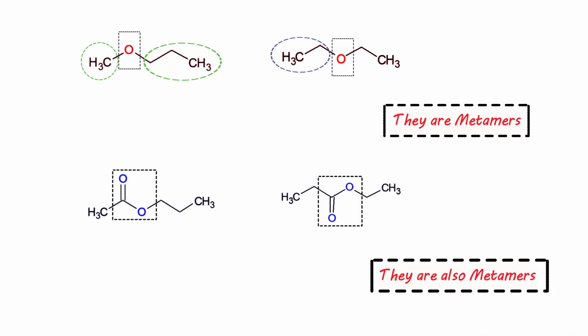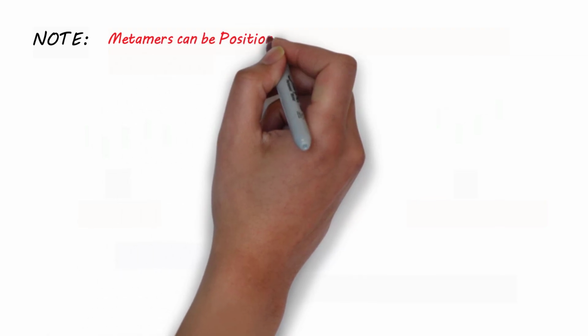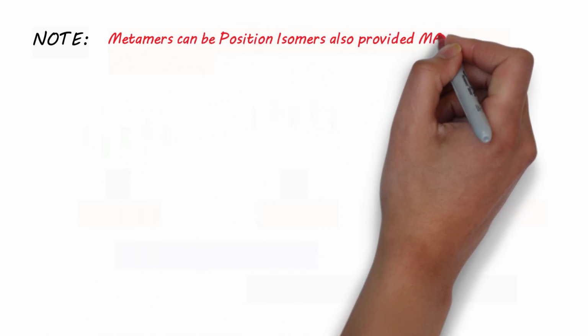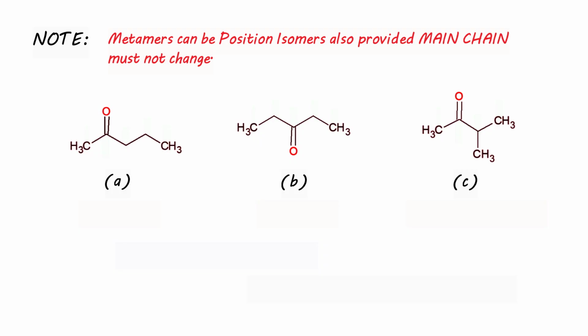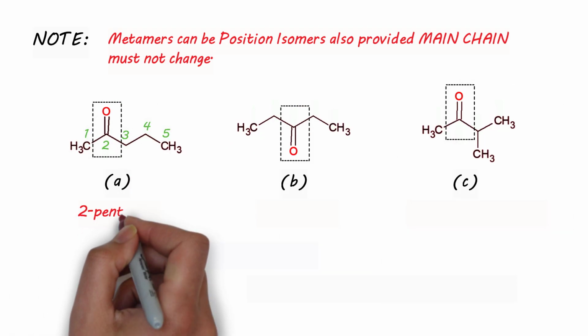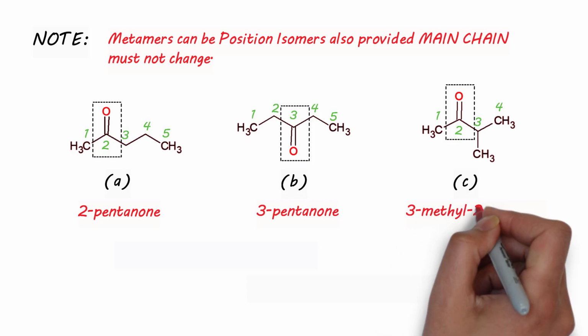Now, a point to be noted is that metamers can be position isomers also, provided the main chain does not change, because in position isomerism only the position of functionality changes, not the main chain. For example, we have these three molecules. All these have ketonic functionality. Now the first molecule is 2-pentanone, the next is 3-pentanone, but the third one is 3-methyl-2-butanone.